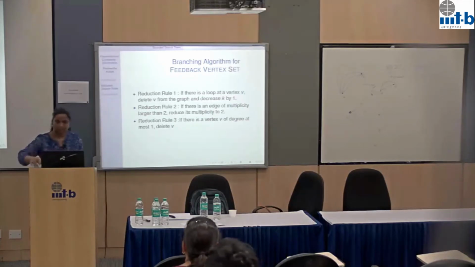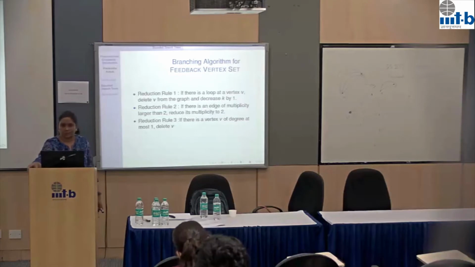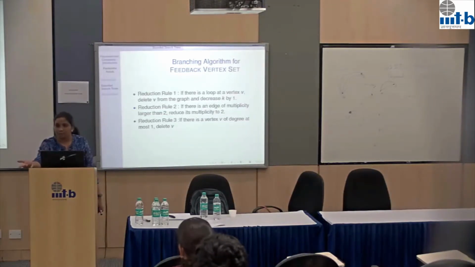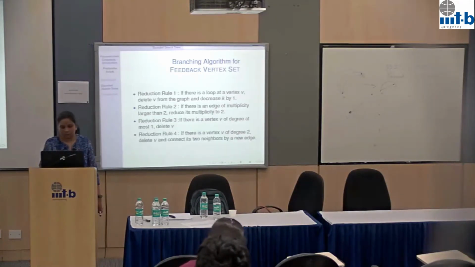Okay, this is easy to see. If there is a vertex of degree at most 1, delete it. If there is a vertex of degree 1, it cannot be part of any cycle, right? So that vertex is not interesting to us, so we just delete it. This takes care of the trivial cases, so that whatever instance we have after this is simple.